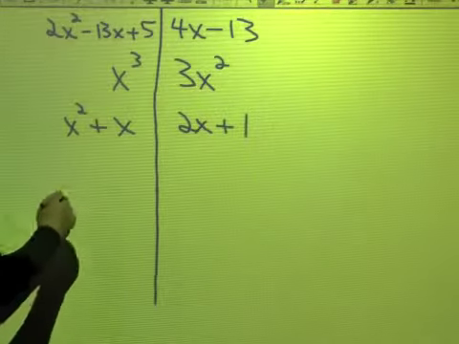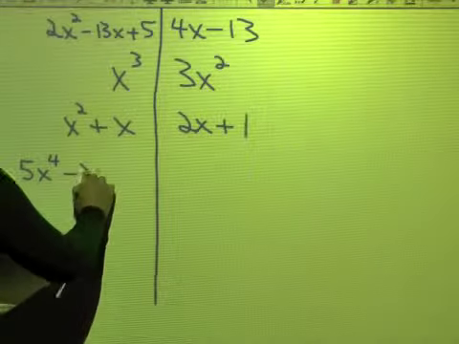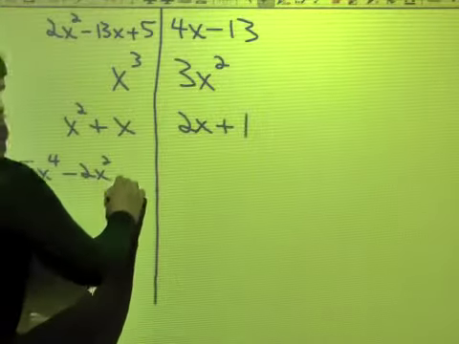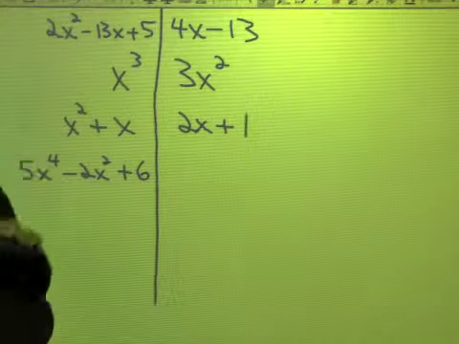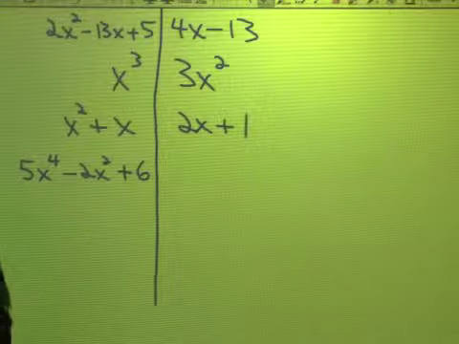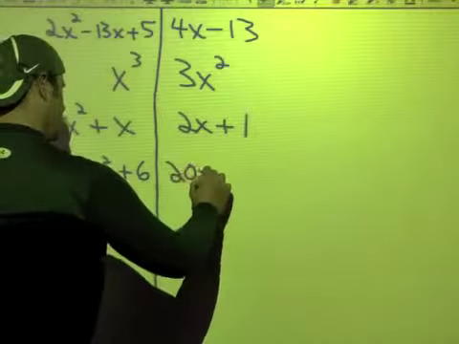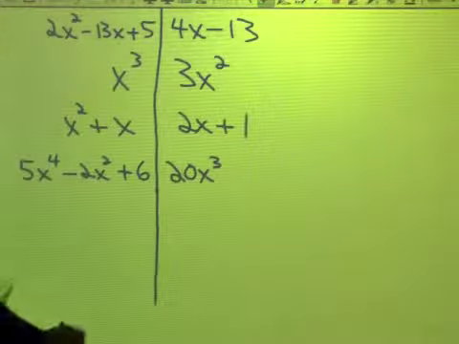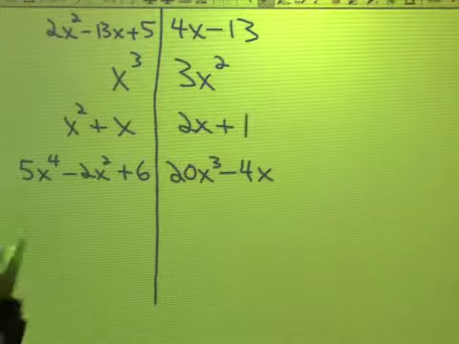Let's see. Let's do another one. 5x to the fourth minus 2x squared plus 6. If you think you know, write down the derivative of that. Turns out the derivative is 20x cubed minus 4x, and that's it.